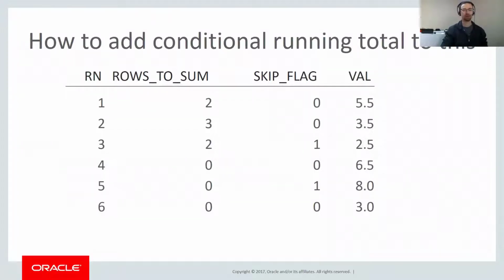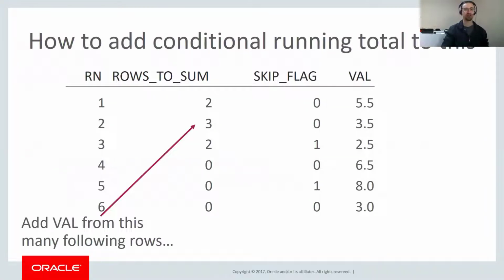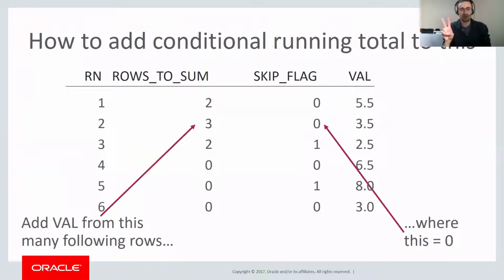What they wanted to do is look forward from each row based on the number of rows to sum. So we're starting on that first row. We want to look forward an extra 2 rows and calculate the total for those, but only where the skip flag is 0. This is a flag to say whether or not we should ignore the row. We only include rows where the flag is 0, and we need to include 2 of those. So if we walk through the data set that we've got, what have we got?